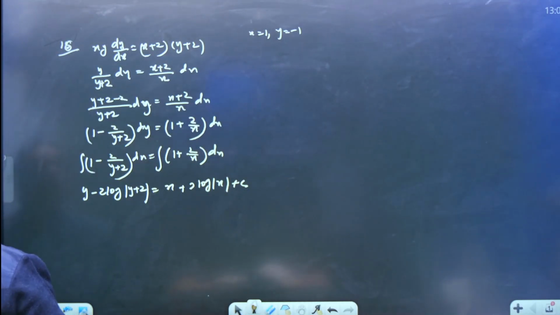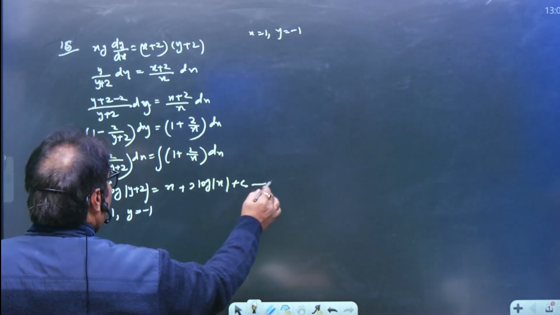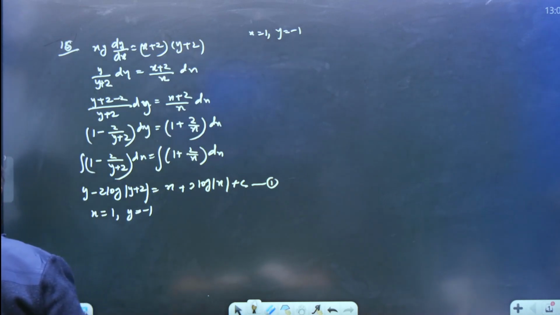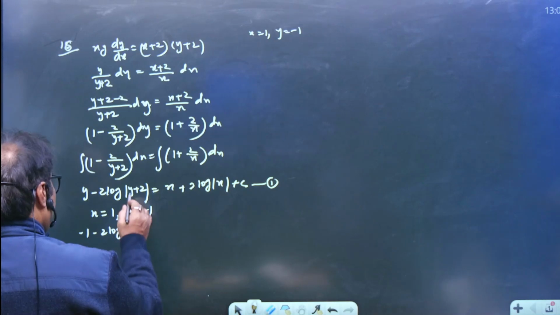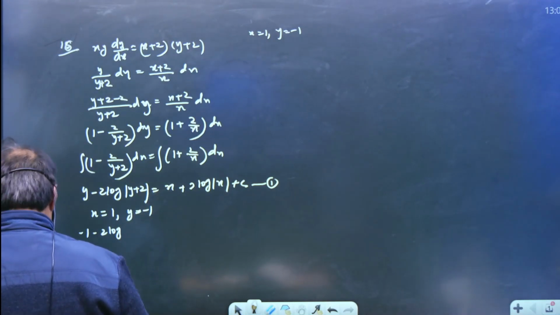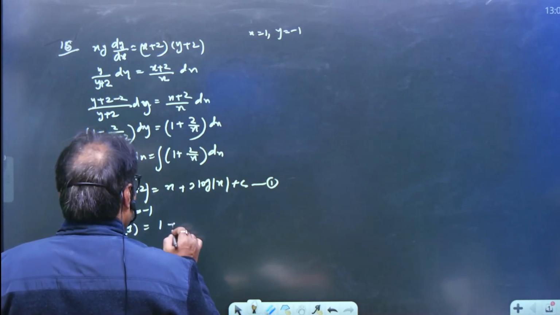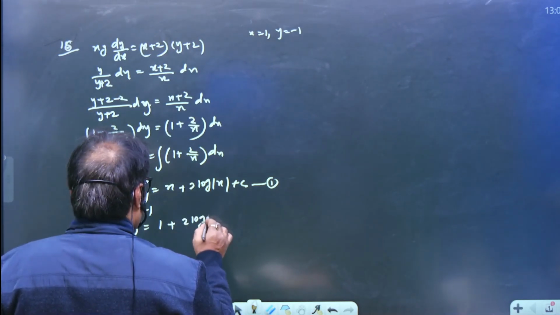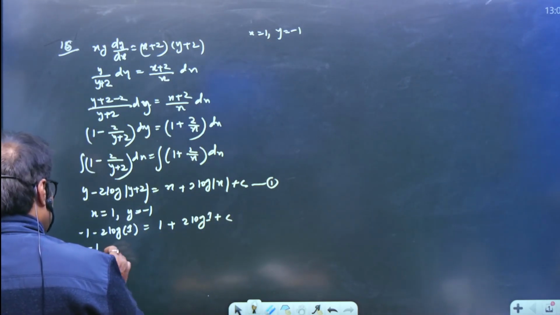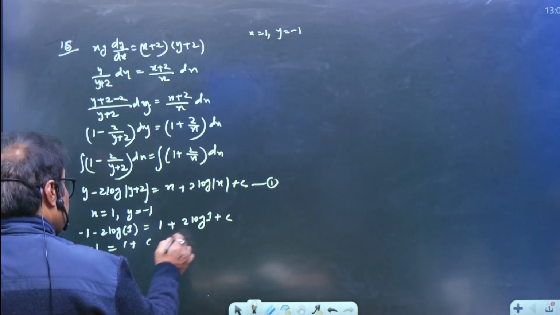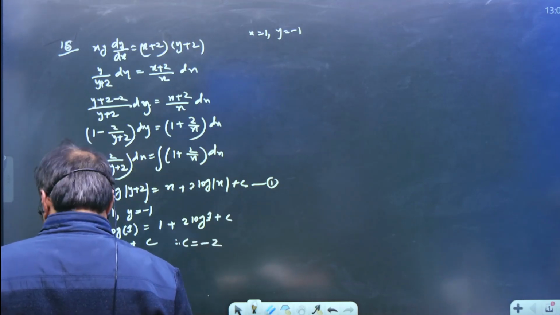Okay, now it is given that x is equal to 1 and y is equal to minus 1 to find the value of c. So this is minus 1 minus 2 log modulus of minus 1 plus 2, that is log 1, and x is 1 and 2 log x means 2 log 1 and plus c, and log 1 is 0, so it is minus 1, equals 1 plus c, again log 1 is 0, so therefore the value of c we got is minus 2.